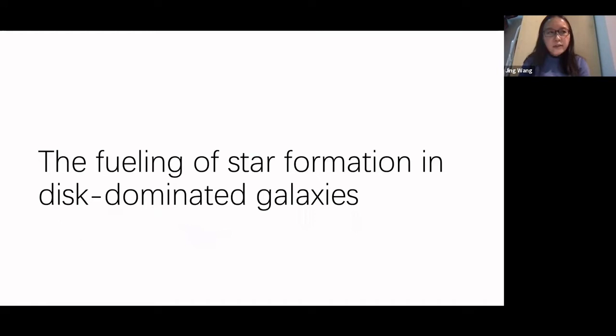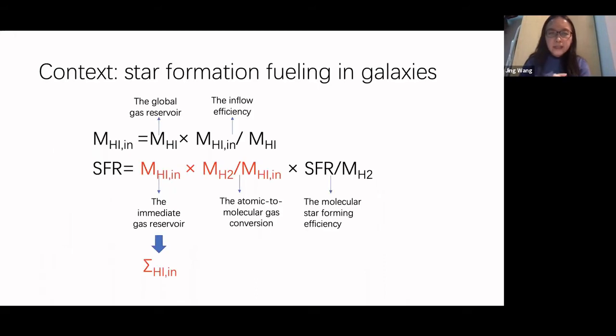Now we have parameterized some features about the radial distribution of gas in nearby galaxies. Now let's see how we can make use of them to predict the H1 radial distribution and statistically study their relation to star formation. We go back to the formula, and in this part, we are going to tell a story about the star formation fueling. We focus on these two parameters, MH1 in and the conversion of MH1 in to molecular.